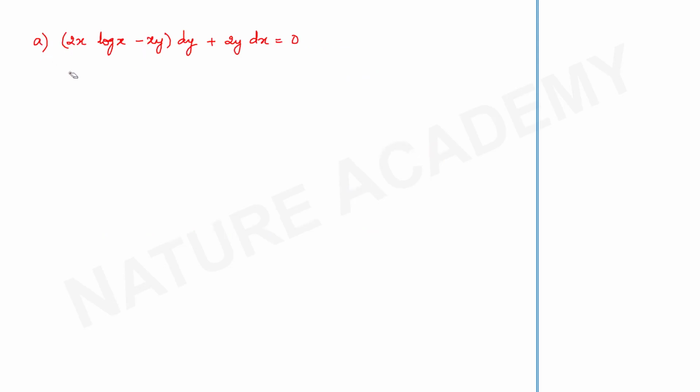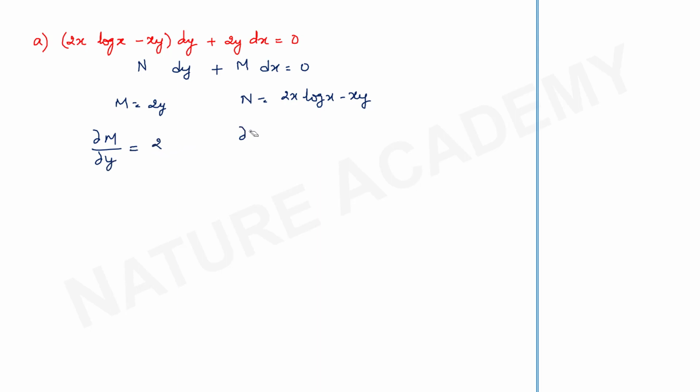Let's solve this example. The first example, n into dy plus m into dx is equal to 0. Here m is equal to 2y and n is equal to 2x log x minus xy. Now first you find ∂m/∂y and ∂n/∂x. Clearly it won't be equal, so we try to reduce them. So your ∂m/∂y will be equal to 2 and ∂n/∂x will be equal to, you have to use this as u into v.